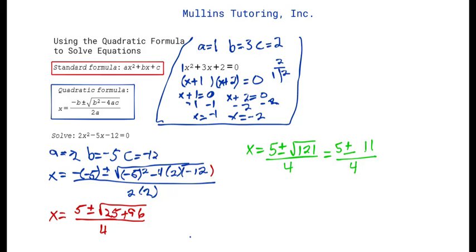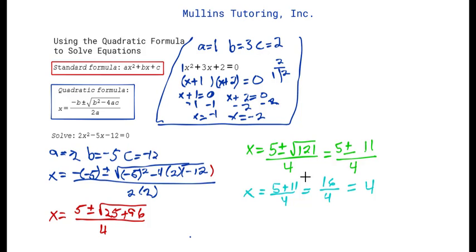So now we have to solve for our x's. And that plus or minus, we're going to split this into 2 fractions. So we're going to have x is equal to 5 plus 11 over 4, which would give us 16 over 4, and that is going to be 4.